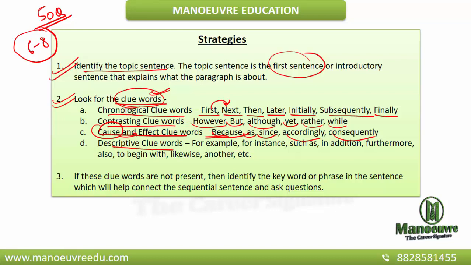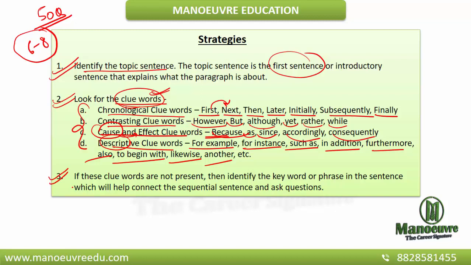The next is the descriptive clue words. For example, for instance, such as, in addition, furthermore, also, to begin with, likewise, another, example, etc. So these are the words that will help elaborate or expand the idea that has already been mentioned before. So these are the descriptive clue words. Alright, so for example, I'm talking about XYZ and then I will give an example of XYZ to explain it in a better format. So these are the things that you need to keep in your mind.